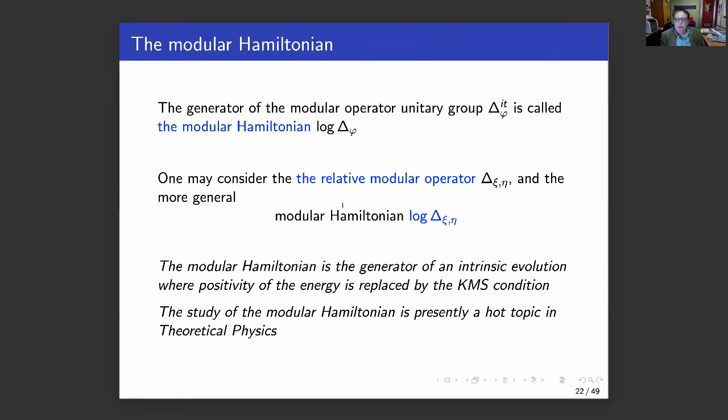Now the generator of the modular group is called the modular Hamiltonian. Of course, we can embed the algebra in the space by two vectors, not by one, and then we get the relative modular operator. So the logarithm is still the modular Hamiltonian. And the modular Hamiltonian is quite an important object, and nowadays it's quite a hot topic in theoretical physics. So if you go to arXiv and type modular Hamiltonian, you will find a lot of papers, mainly because of entropy, as I will explain, but there are also other reasons.